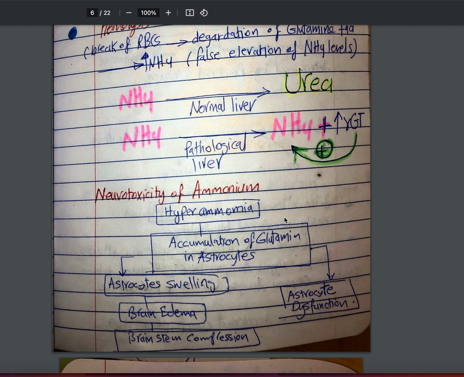Neurotoxicity of the ammonium, NH4, which is called ammonium, leads to the accumulation of glutamine in astrocytes because they are just reversible reactions, and this glutamine affects the astrocytes. The astrocytes will be swelling, and that leads to a brain edema and brain stem compression, and astrocyte dysfunction.